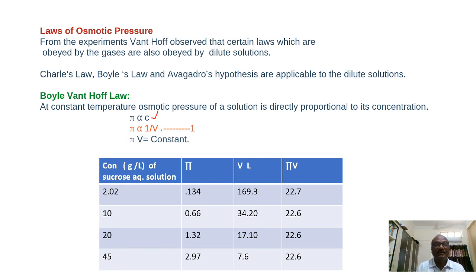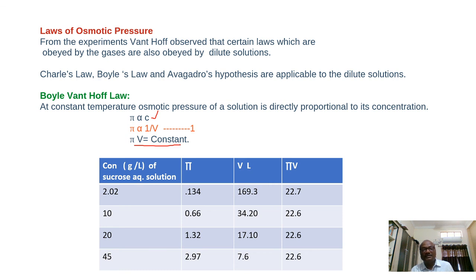So pi is directly proportional to C, but C is proportional to 1 by V. That's why pi is directly proportional to 1 by V, or inversely proportional to V. From this we can write pi V is equal to constant. So we observe a very close similarity between Boyle's law in the case of gases and Boyle's-Van't Hoff law. PV is equal to constant in the case of gases; here we observe pi V is equal to constant.